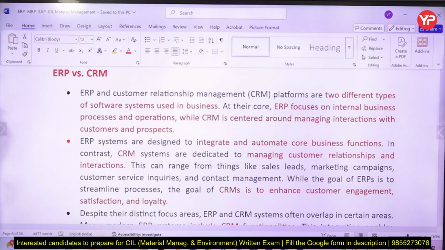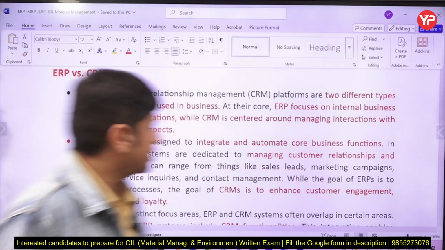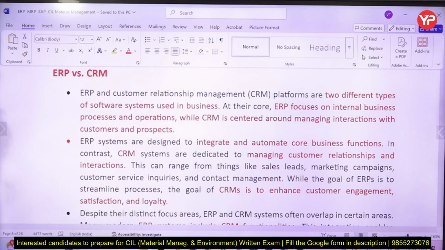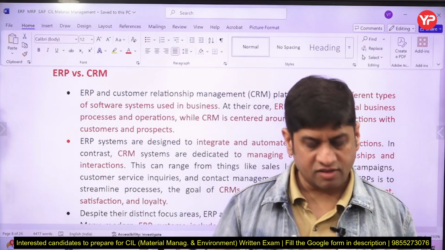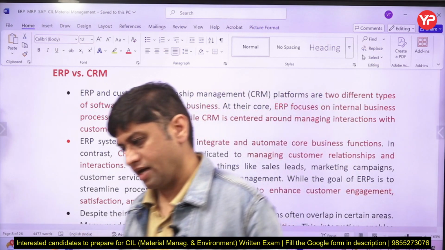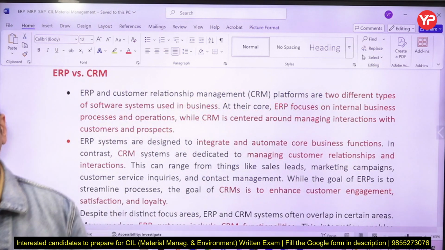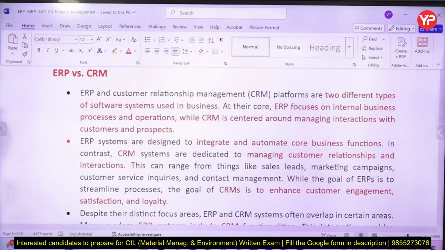So what comes in CRM? Sales, leads, marketing, campaigns, customer service inquiries, contract management. This all is CRM. So basically CRM helps to engage customers better, leading to their satisfaction and loyalty. Everything related to the customers, sales, their queries, their feedback mechanism, everything. Your entire relationship with the customer is through CRM.